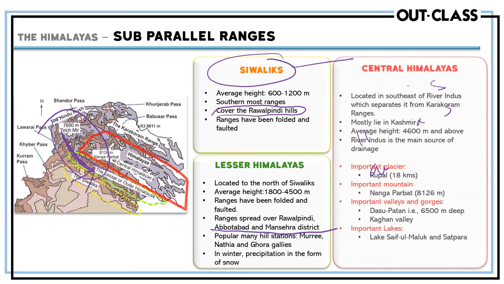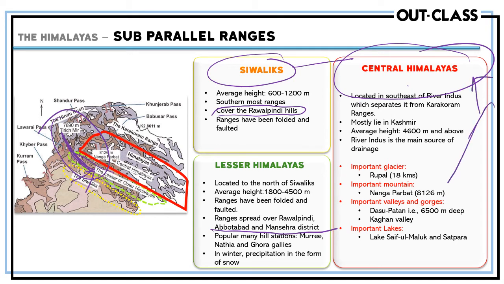Next, what we have here is the central Himalayan ranges, which is the main Himalayan region around the river Indus. So the river Indus is also coming in from the central Himalayas. The most important glacier over here is the Ropal, as compared to the Karakoram, where we talked about Siachen, Baltoro, and Hispar. So this has one big glacier, which is the Ropal. Important, as you can see over here, is the Nanga Parbat, and a very, very famous lake that you have is the Sefal Maluk.